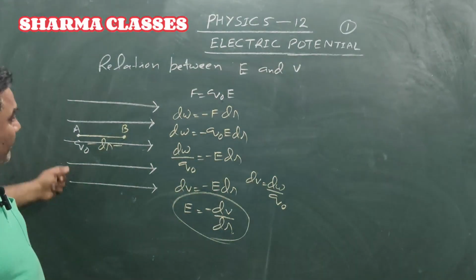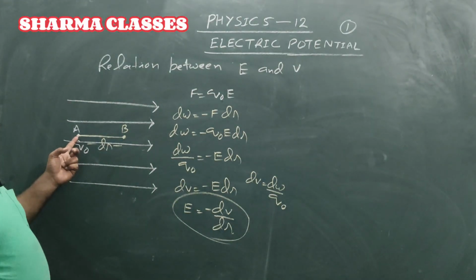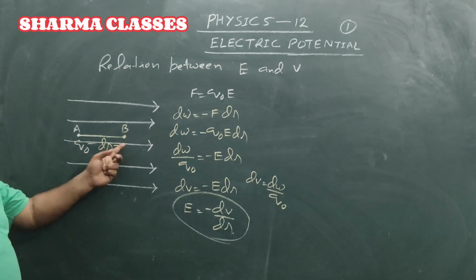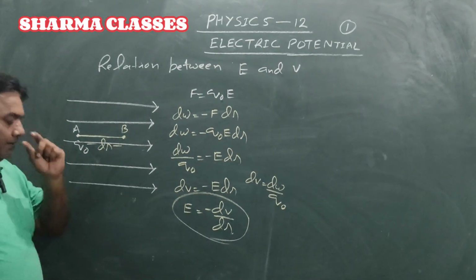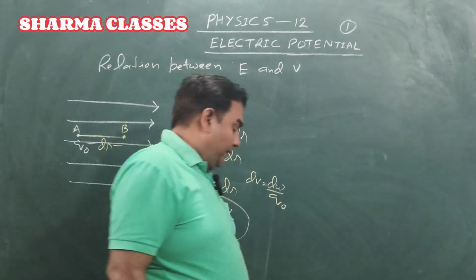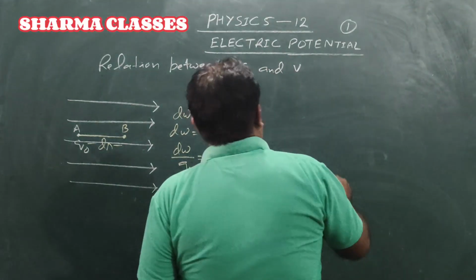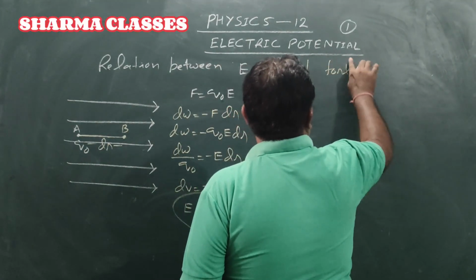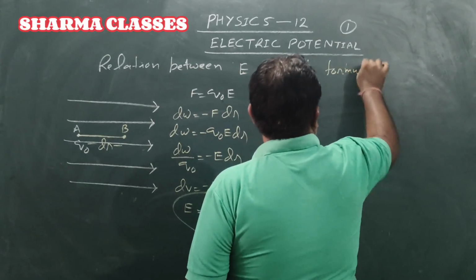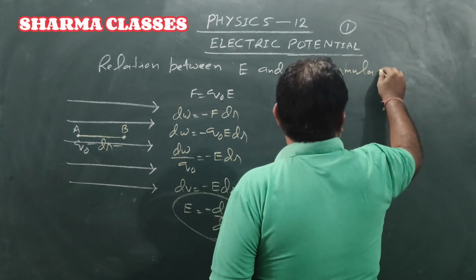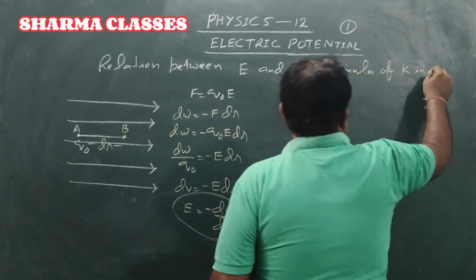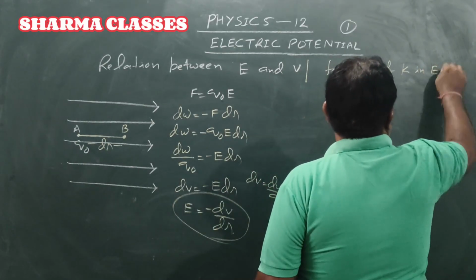And when we place any charge in the electric field, a force acts on it, and due to the force it moves. That is why it has kinetic energy. So now the formula of the kinetic energy of a charged particle in the electric field.